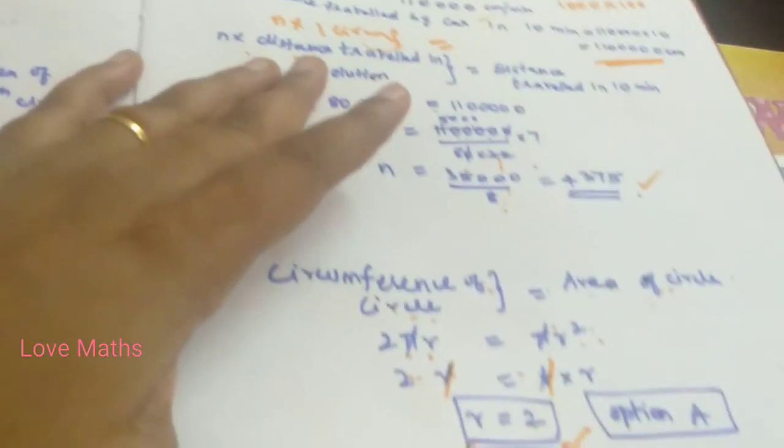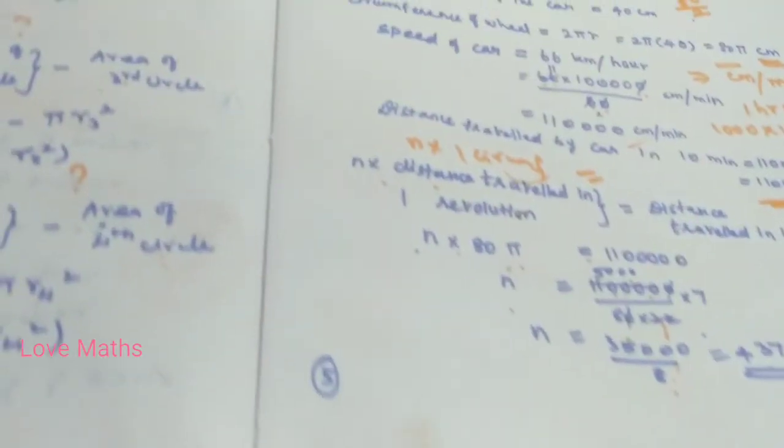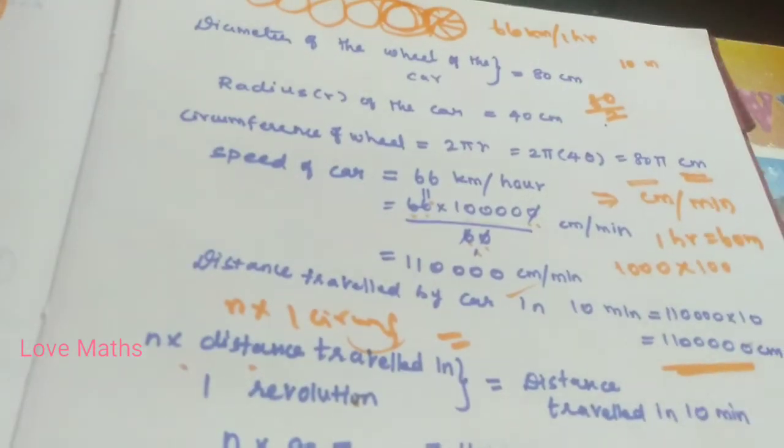So which option is it? It is option A. I hope you understand this exercise. Just practice this sum and you can understand clearly. Thank you.